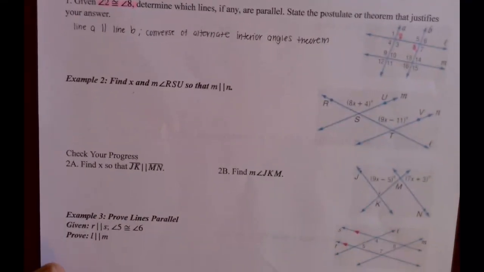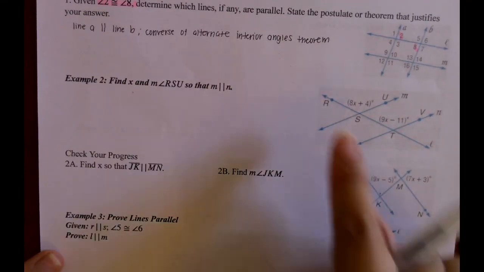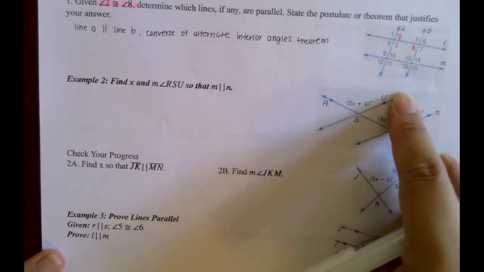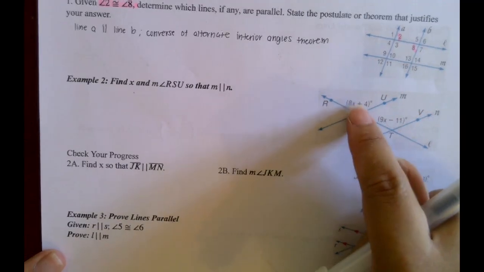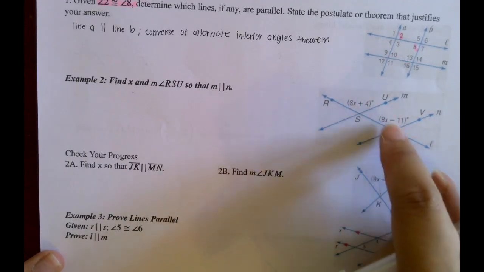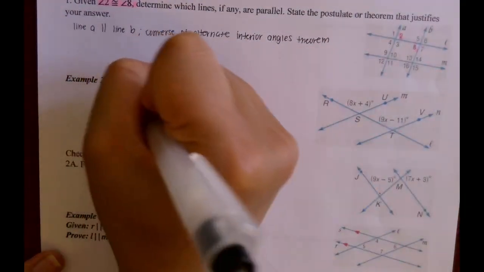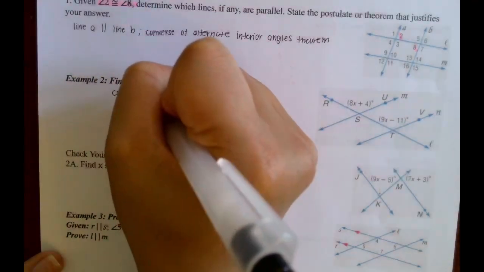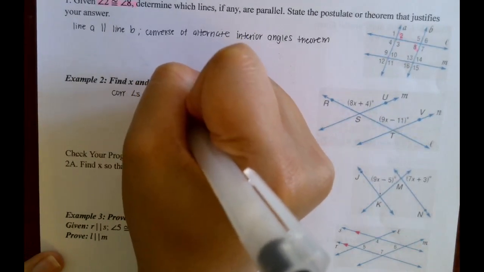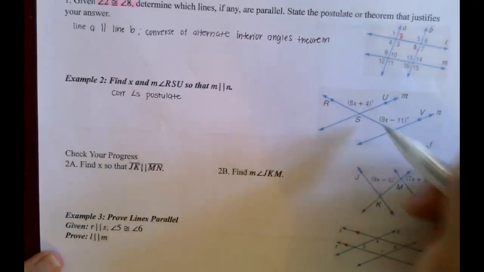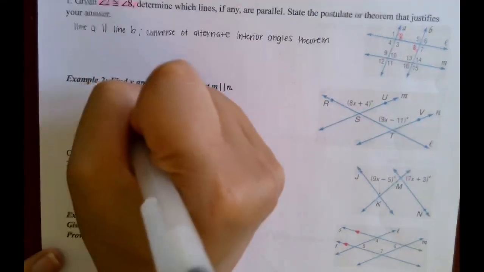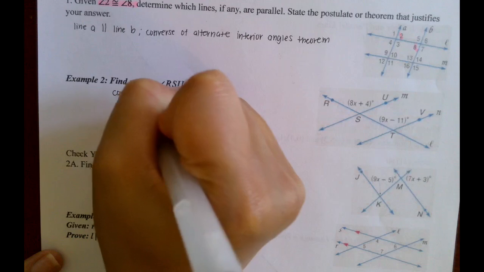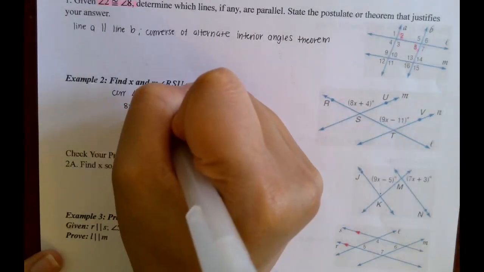Okay, so example 2 asks us to find x and the measure of angle RSU so that M and N are parallel. Okay, so if we want these to be parallel, first we should notice that these are corresponding angles. The corresponding angles postulate tells us that if we have parallel lines, the corresponding angles are congruent. So here we would want them to be congruent, so we're going to set them equal to each other. 8x plus 4 equals 9x minus 11.